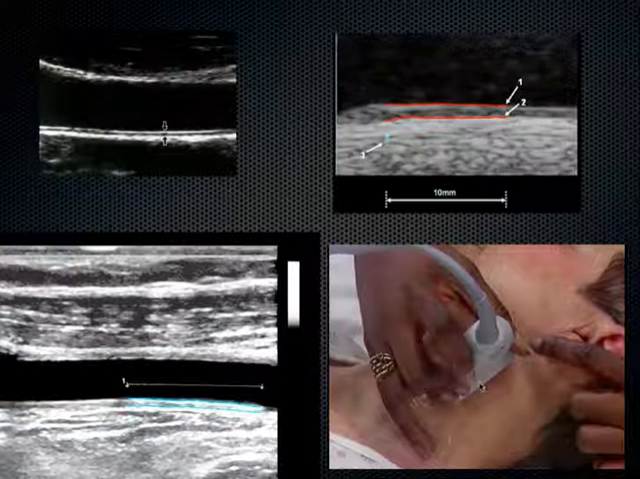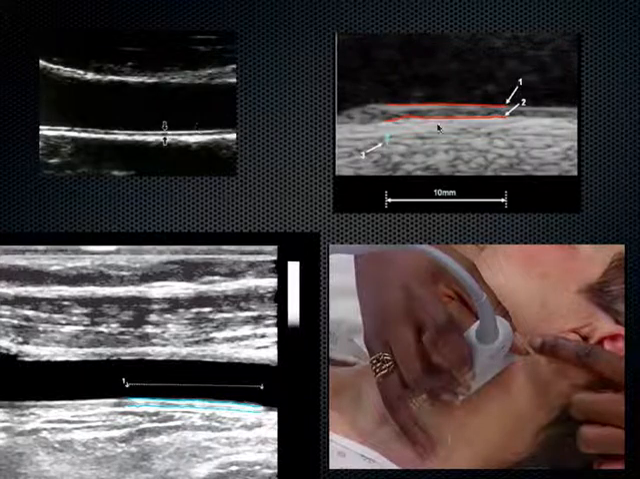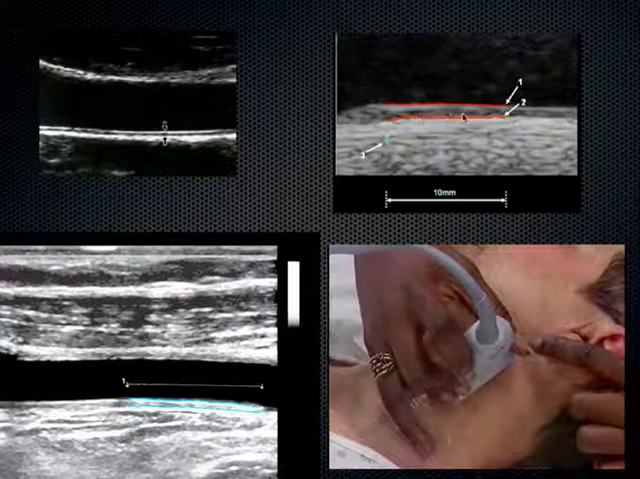So here we are with the linear transducer, indicator to the patient's head, and we can see in various views here, this is the carotid artery traipsing along, and we're measuring the far wall. And this is all proximal to the bifurcation. Here's the far wall of the carotid artery, the intimal medial thickness, right here. Down here we see it again, the intimal medial thickness, far wall of the carotid artery.